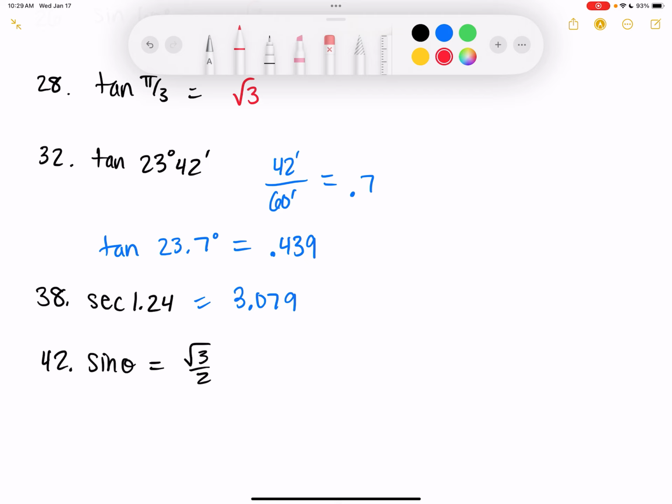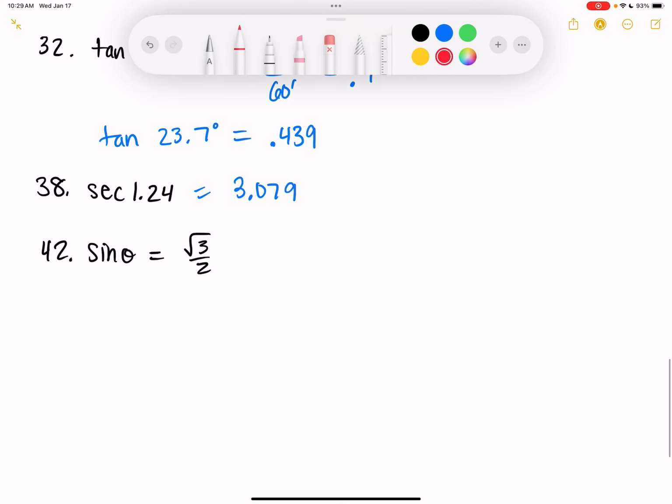Is it the degrees? Both. I want degrees and radians. 60 degrees, pi over 3. Yep, 60 degrees, pi over 3. Saw that? Yes, I was watching. I just got it right.